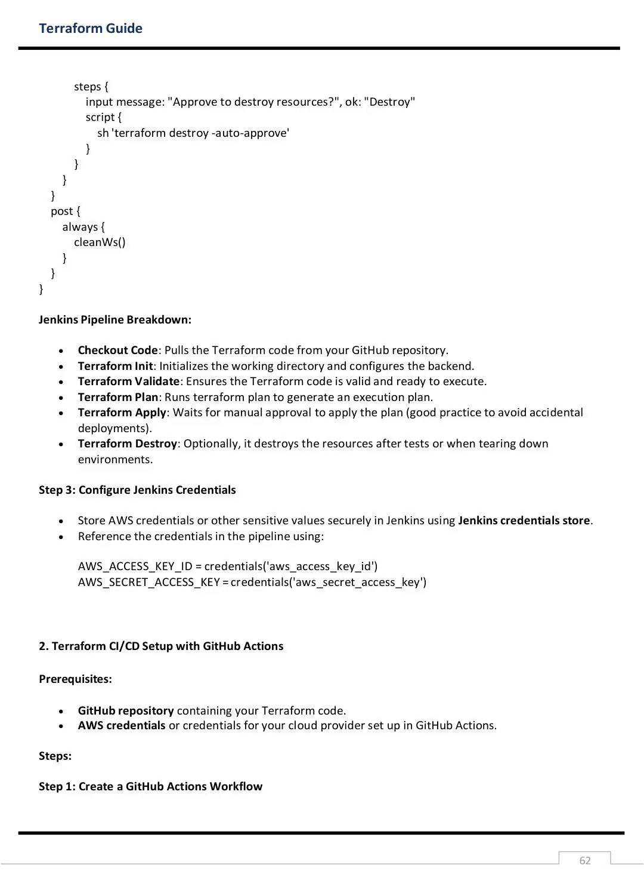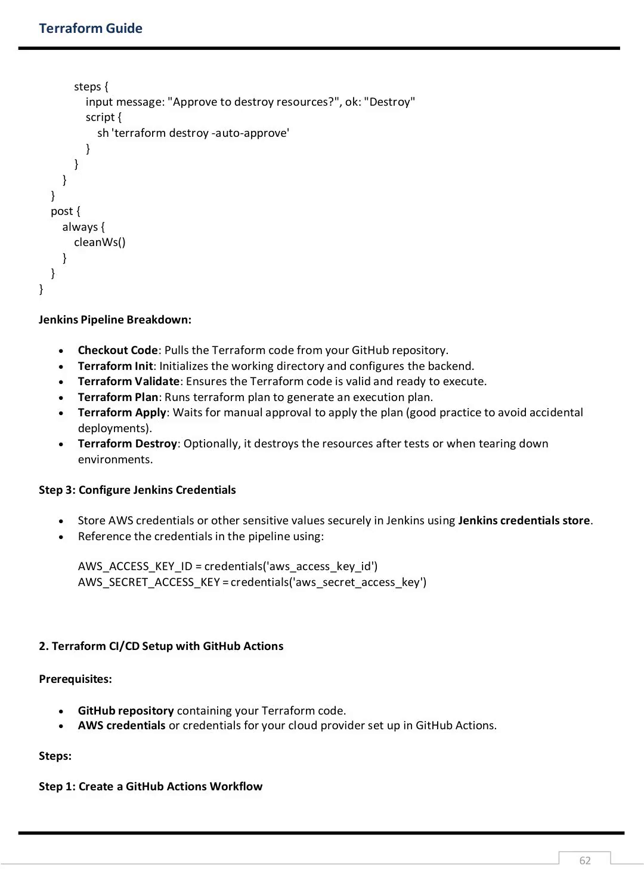Checkout code. Pulls the Terraform code from your GitHub repository. Terraform init. Initializes the working directory and configures the backend. Terraform validate. Ensures the Terraform code is valid and ready to execute. Terraform plan. Runs Terraform plan to generate an execution plan. Terraform apply. Waits for manual approval to apply the plan. Good practice to avoid accidental deployments. Terraform destroy. Optionally, it destroys the resources after tests or when tearing down environments.